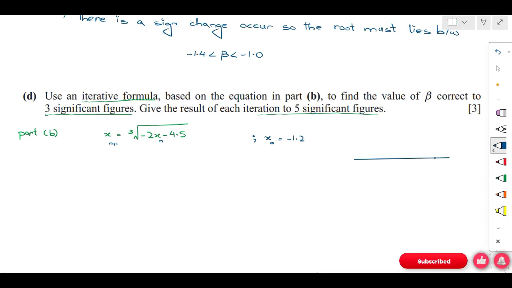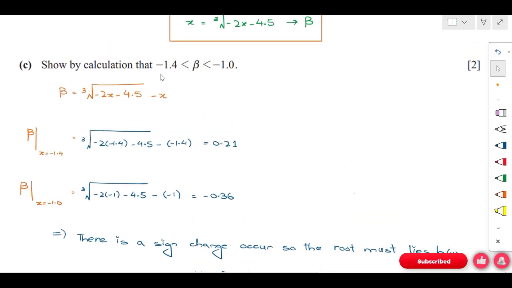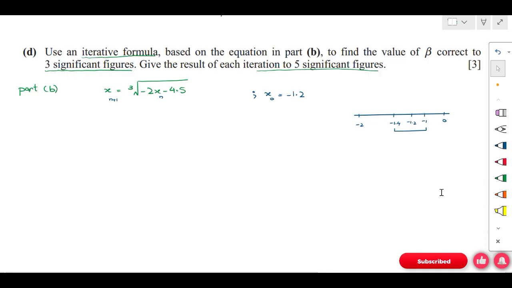Because if I draw the number line, so let's say this is 0, this is minus 1, minus 1.2, this is minus 1.4, this becomes minus 2. So between minus 1.4 and minus 1 there is minus 1.2, so I'm just taking the initial guess minus 1.2, right? First we use the iterative formula, then from part C we come to know that the beta value must lie between these two, so you can make any initial guess between minus 1.4 and minus 1. Now let's start doing iterations, each iteration up to 5 significant figures, and the beta solution must be up to 3 significant figures, right? Okay, so let's do this.